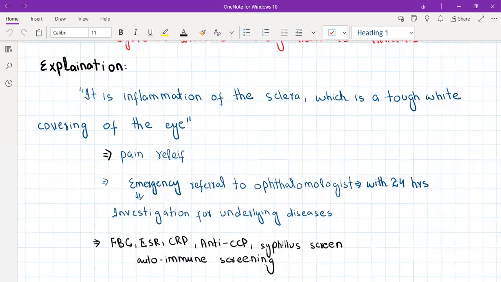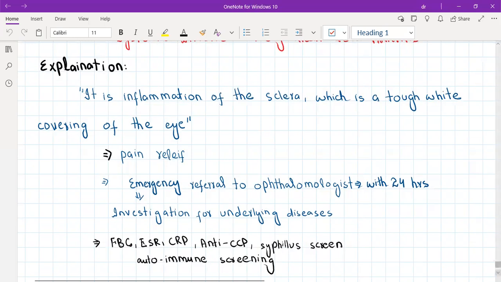Scleritis is completely different. Scleritis is an emergency, okay? So you'll give pain relief. If this patient presents to the GP, you will only give pain relief and you will refer them to the ophthalmologist. Emergency referral to ophthalmologist within 24 hours. So basically same day assessment by the ophthalmologist.